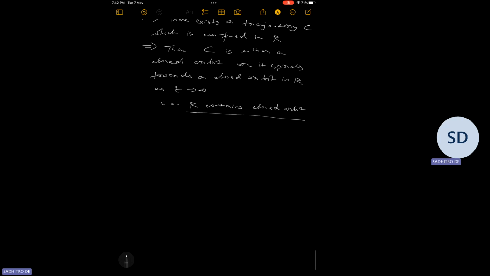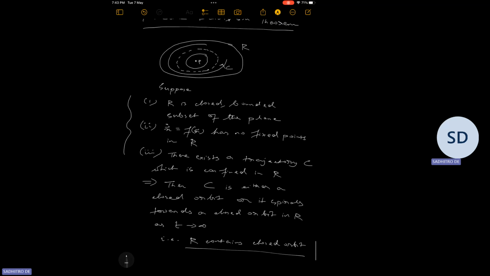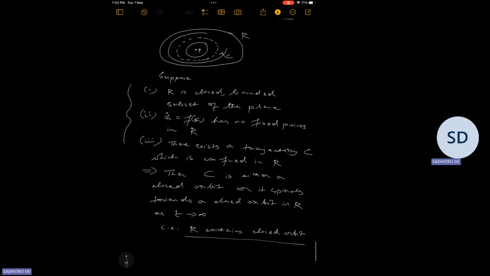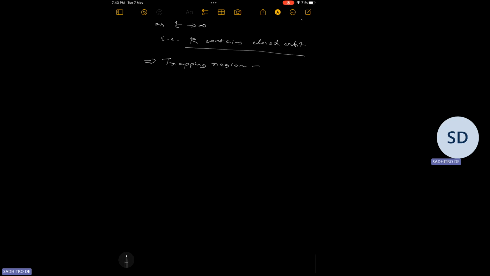So from this criteria, how can one be so sure that a trajectory C always exists? So for the existence of such a closed orbit, one is that there cannot be any fixed points in that region, and that is something which we can find by linear stability analysis. The other more tricky part is the existence of a trapping region. So for a closed orbit to exist inside R, R has to be a trapping region.